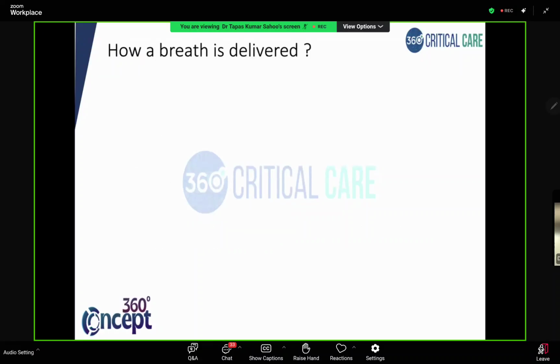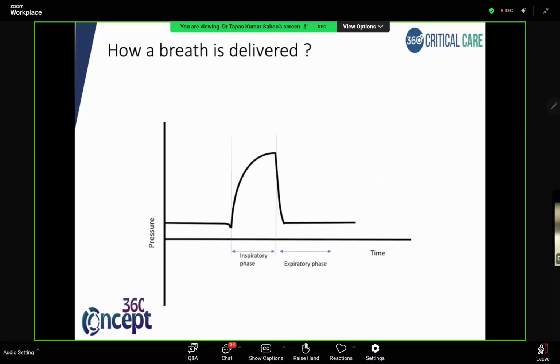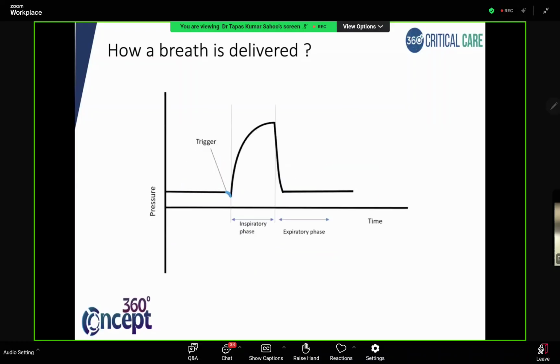Now, just simple physics that I will be taking you through in the next few slides. How a breath is delivered. Simple. There would be the baseline PEEP, then the inspiratory phase, then the expiratory phase. And you can see here, time is on the x-axis, pressure is on the y-axis. Now here comes the patient's trigger. The patient is trying to breathe, and that is initiating the inspiratory phase.